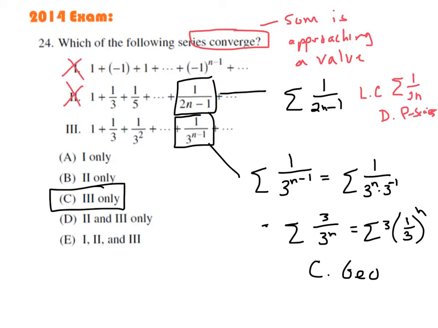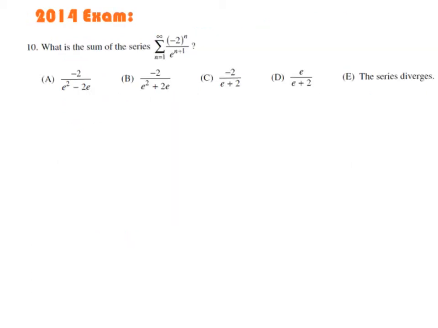The first one doesn't approach one number. The second one, by limit comparison, would not converge. And the last one is a convergent geometric. Okay, let's look at another one. This is also from last year. It says, what's the sum of the series?